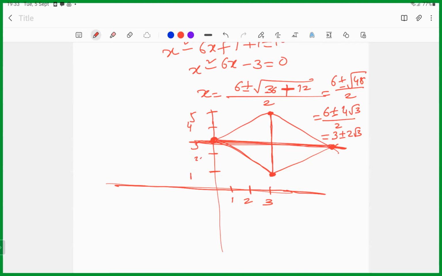There will be two points, this side one point, that side one point. But this y won't change, only x will change. Why y won't change? Because this is perpendicular, right? Okay.